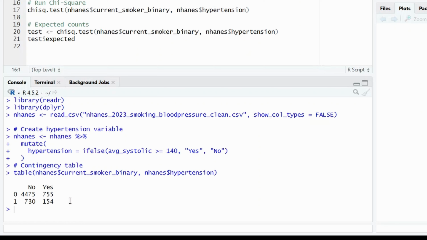That suggests hypertension appears slightly more common among current smokers, but here's the key public health takeaway. A table like this shows us the pattern, but it doesn't tell us whether the difference is statistically significant. That's why we follow up with a chi-square test.